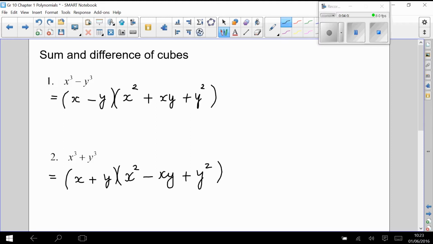So it's actually just a little rhyme that you need to remember. Find the cubed root of each term to get your first bracket, keeping the original sign. Get your second bracket from your first bracket factor by squaring the first, changing the sign, product of the two, always a plus, square the last.